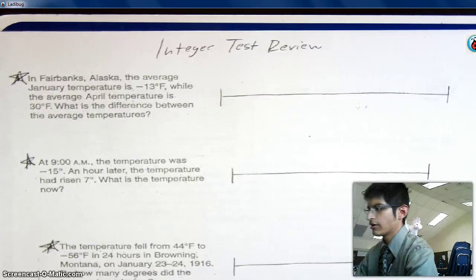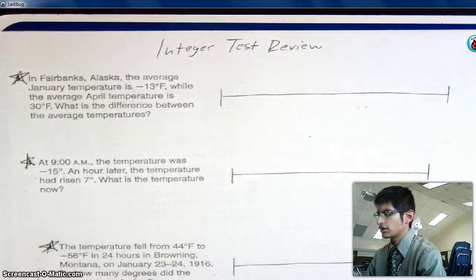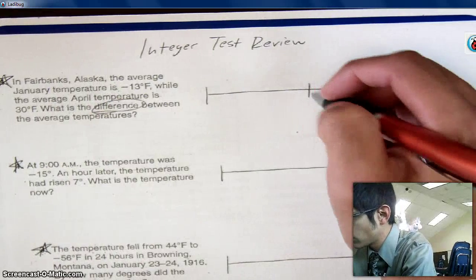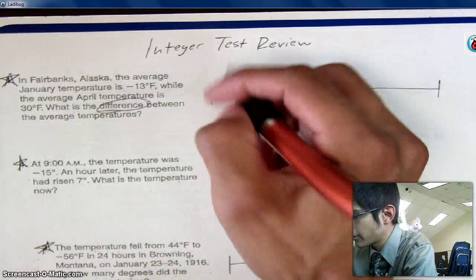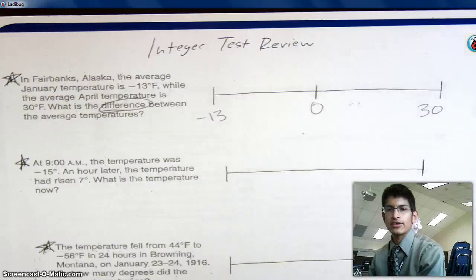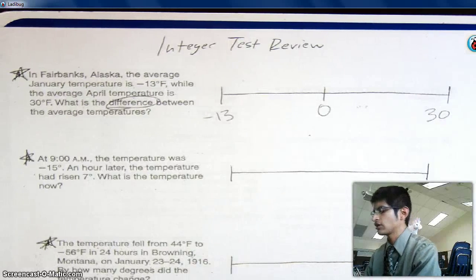Okay, number one, in Fairbanks, Alaska, the average January temperature is negative 13 degrees, while the average April temperature is 30 degrees Fahrenheit. What is the difference between these two average temperatures? Okay, so here I have 0 in the middle. I want to place these two numbers on a number line. Here's negative 13. Here is 30. So they're asking how far away are these numbers from each other.